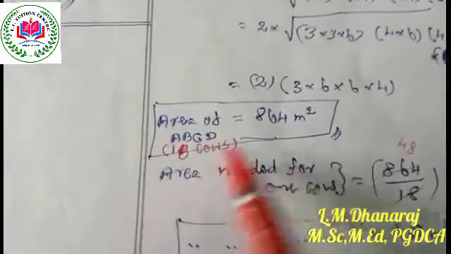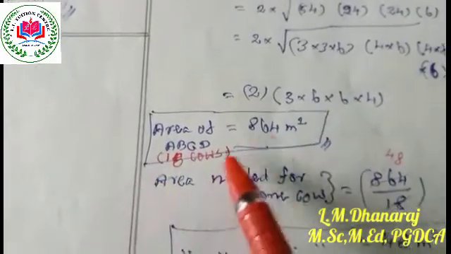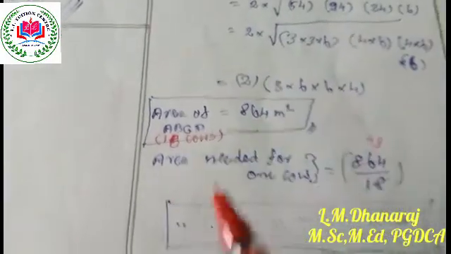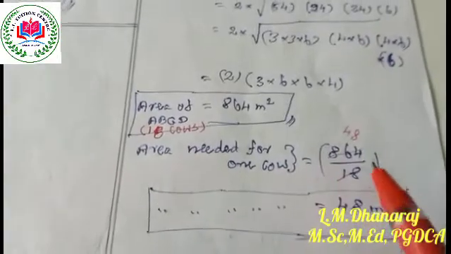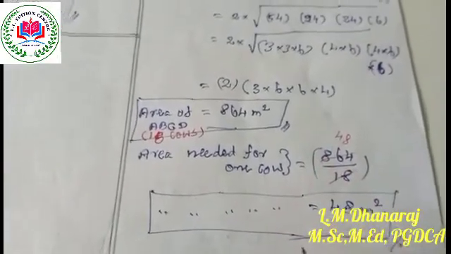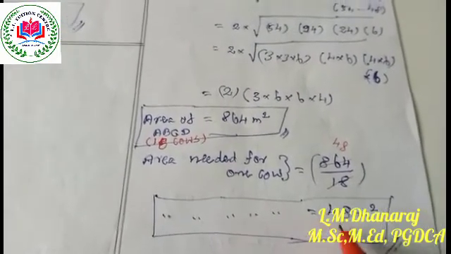This is nothing but the entire area for 18 cows. So 18 cows can graze in this entire portion. Now we need to find the area for 1 cow to graze. That is 864 divided by 18, so 48 meter square. So the area for 1 cow needed is 48 meter square.